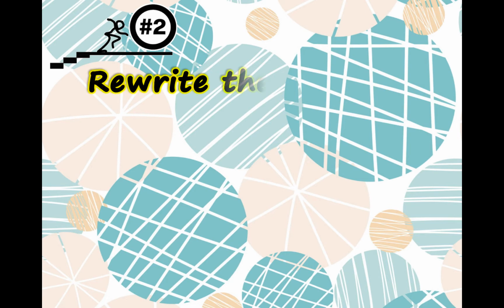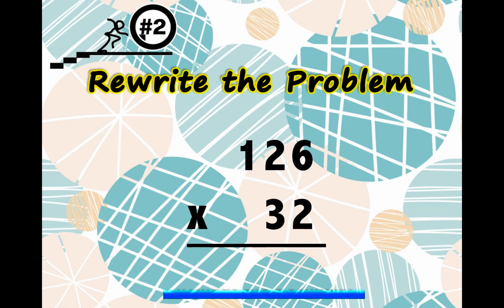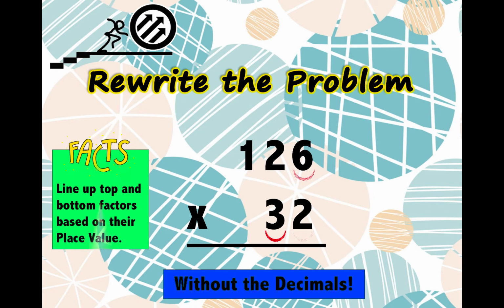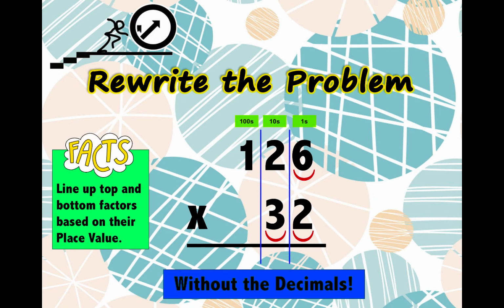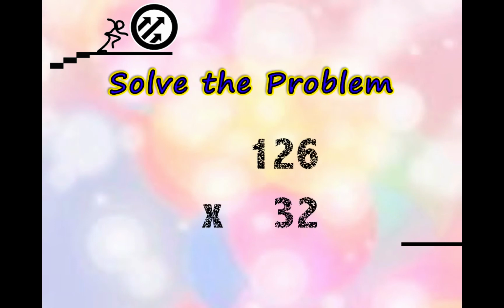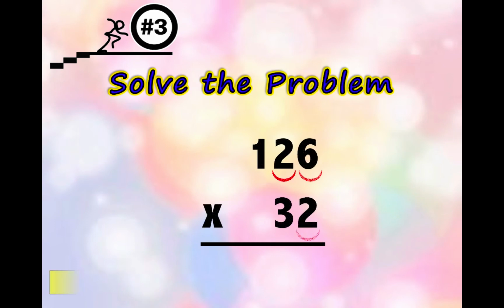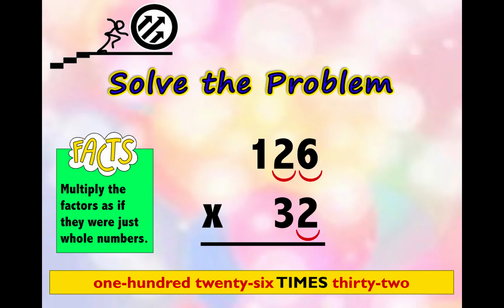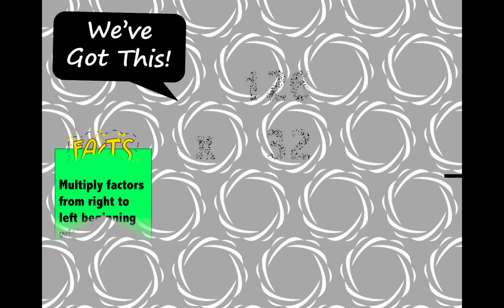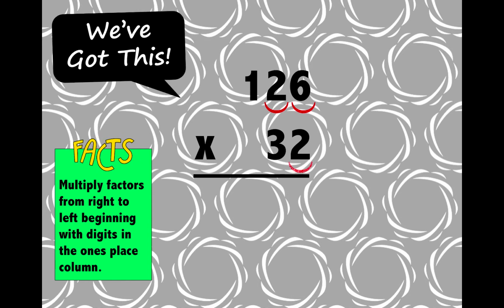Step number 2. Rewrite the problem without the decimals. Facts. Line up the top and bottom factors based on their place value. Step number 3. Solve the problem. 126 times 32. Facts. Multiply the factors as if they were just whole numbers. We've got this. Facts. Multiply factors from right to left, beginning with digits in the ones place column.